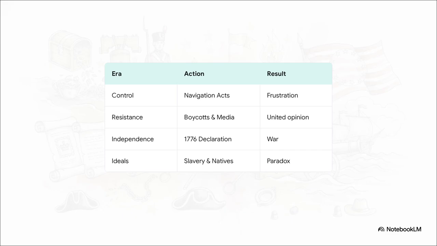Finally, we looked at the contested reach of all this, noting that while the ideals were groundbreaking, the harsh realities of slavery and native displacement meant true equality was still a long way off.